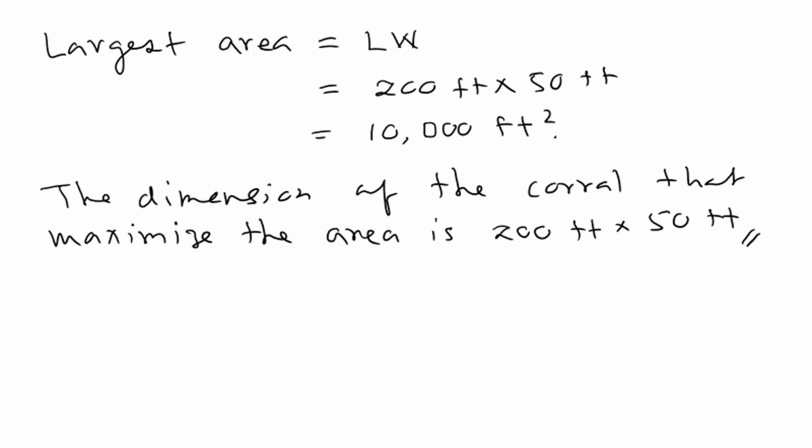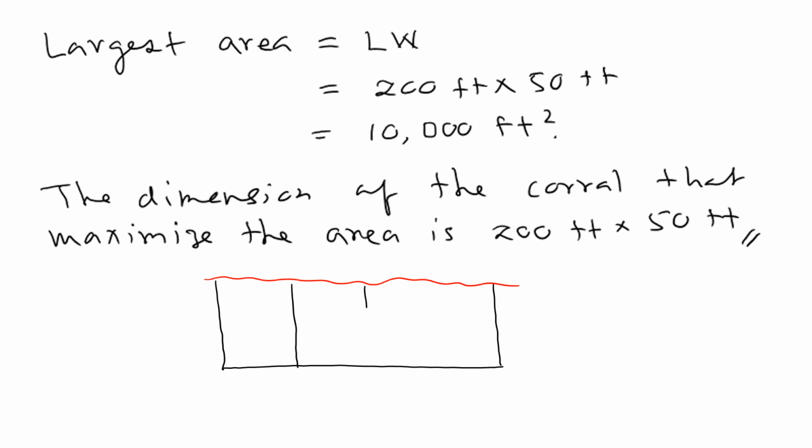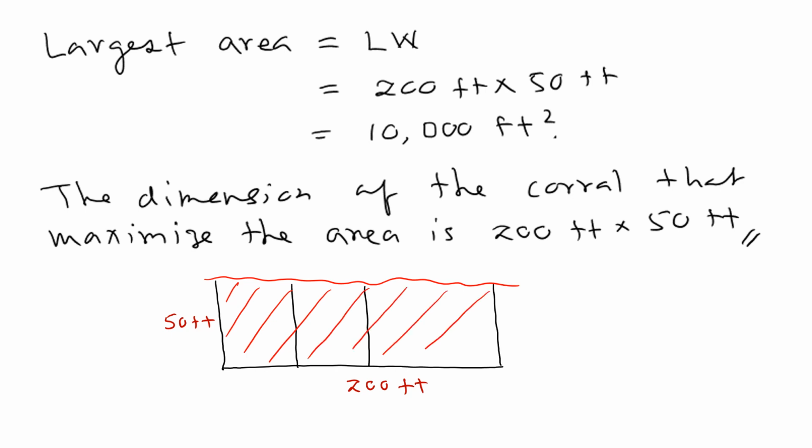That means when the width is 50 and the length is 200, you get the maximum possible area of the corral. That's the situation where this side is 50 feet and this side is 200 feet. According to the mathematics we did, you get the largest possible area. So this is how you use mathematics to solve a problem like that.